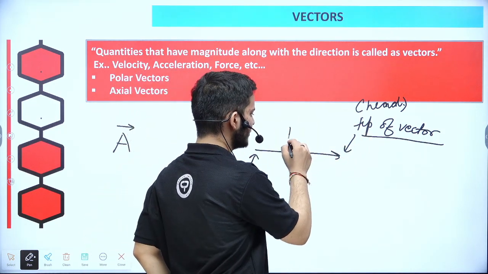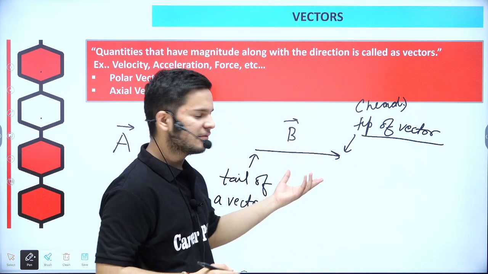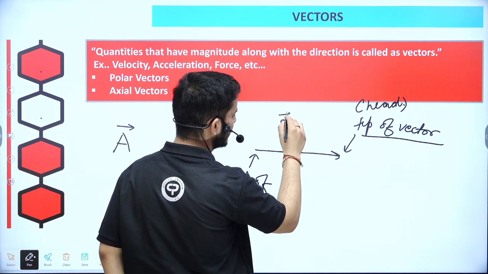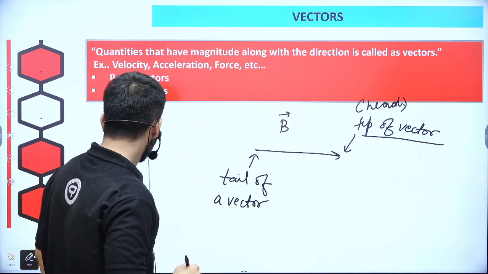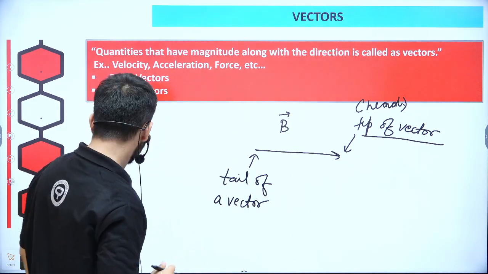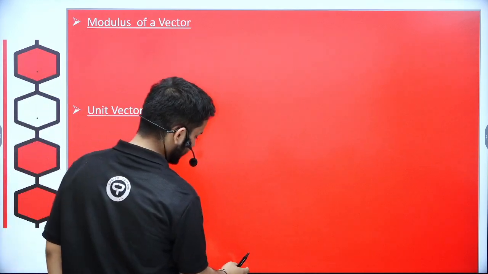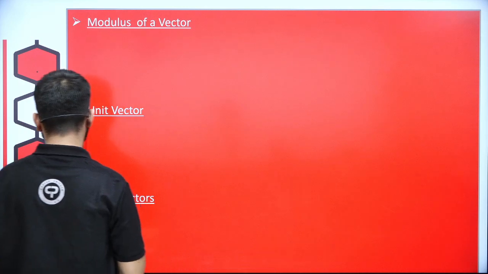For example, if this is the b vector, we can't write it as just b. We have to put an arrow along with it. Okay, is that clear? Do we have any doubt with it? Let's move ahead. So there is this types of vector.